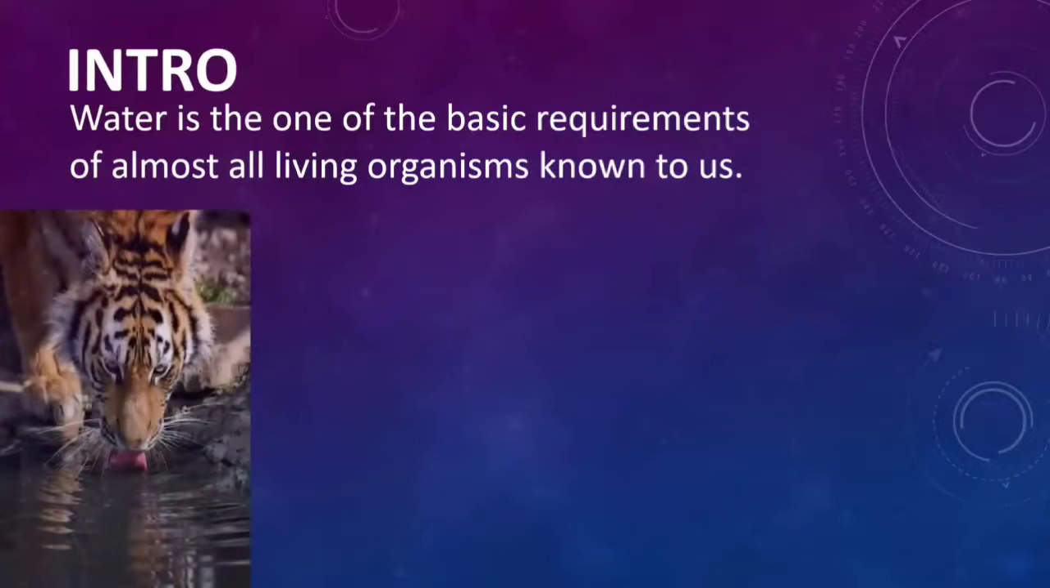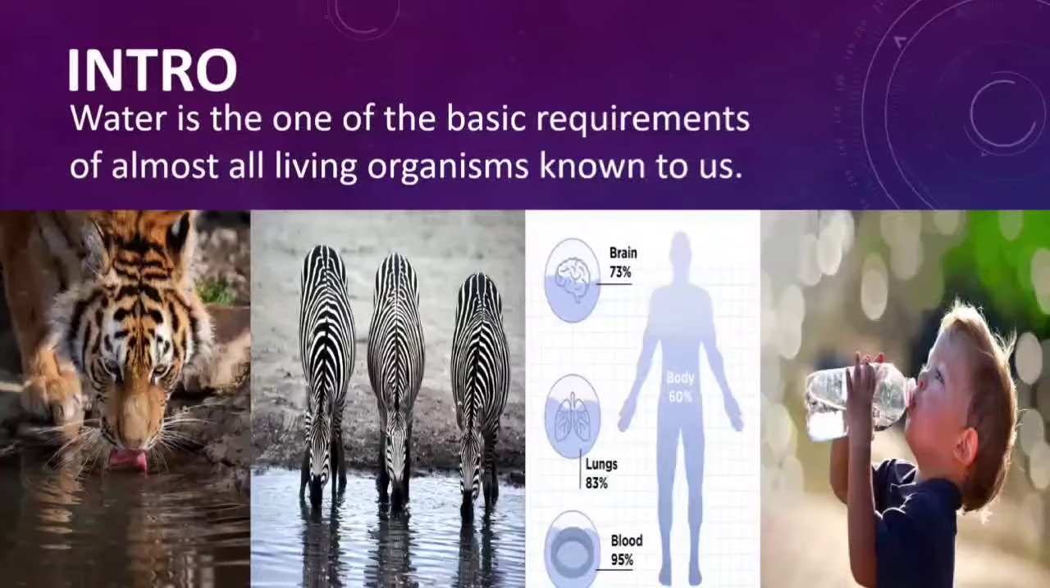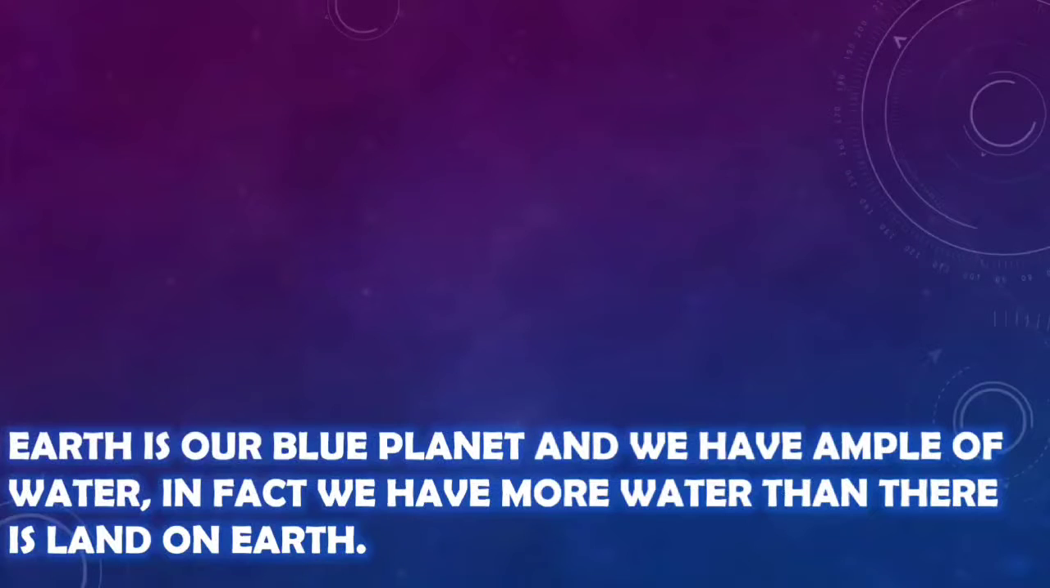Water is one of the basic requirements of almost all living organisms known to us. Many organisms have 90% water in them. We humans are made up of almost 70% water. So, where do we get this water here on Earth? Well, it's pretty easy, right? Earth is our blue planet and we have ample water. In fact, we have more water than there is land on Earth.